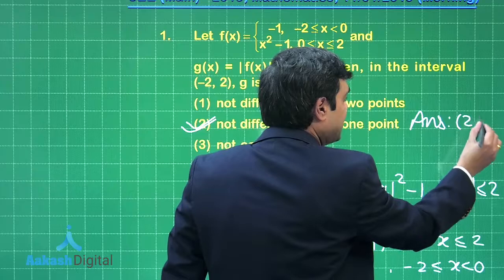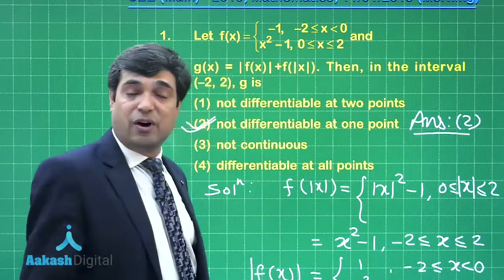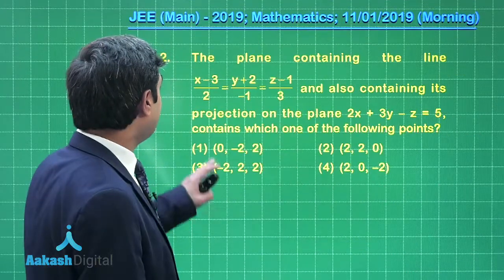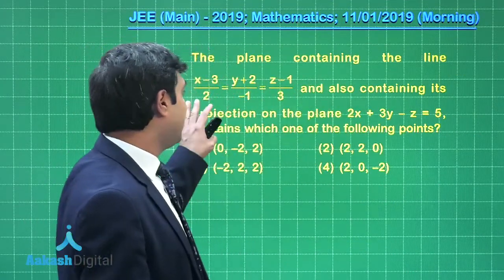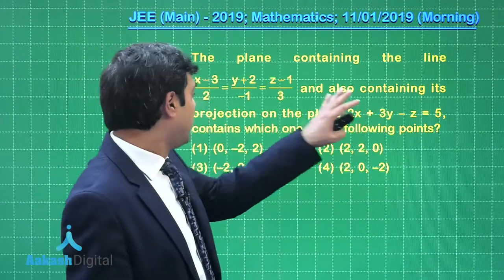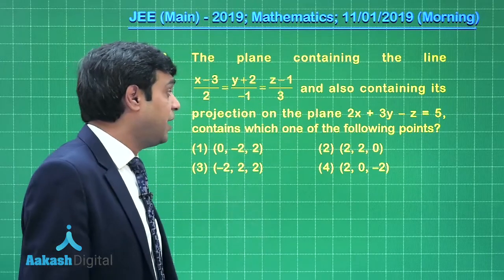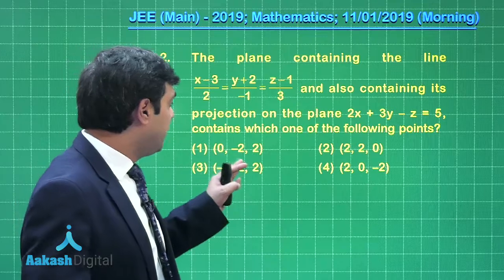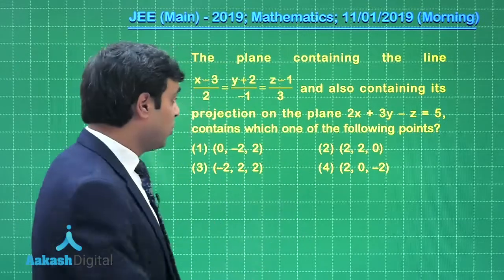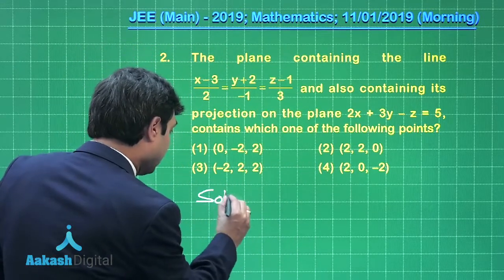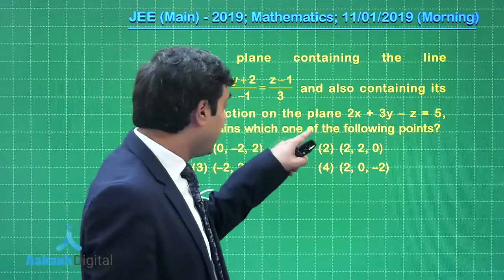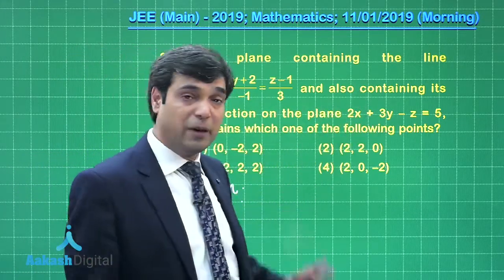I am sure this question is clear from limit, continuity and differentiability. Moving ahead to the next question. The plane containing the line, one line is given, and also containing its projection on the plane 2x plus 3y minus z equals 5 contains which of the following points? So here we can see required plane is containing this line as well as containing projection of this line on this plane.